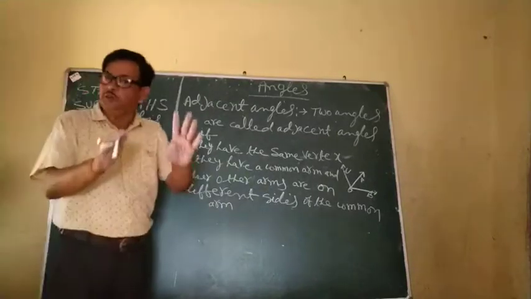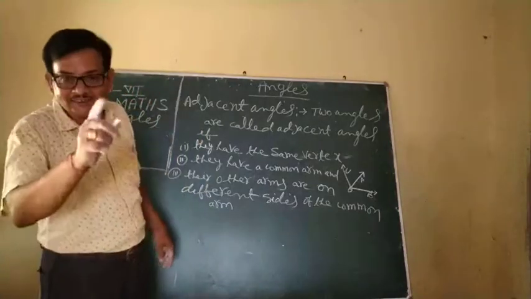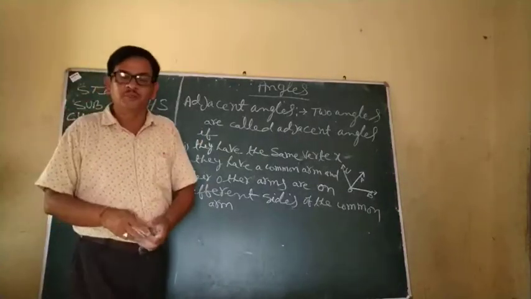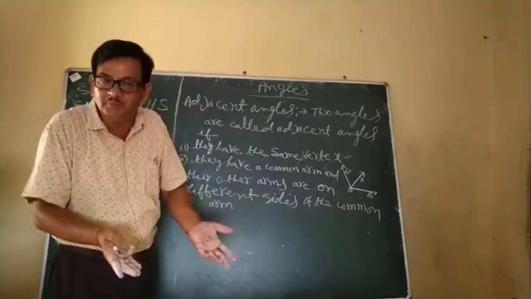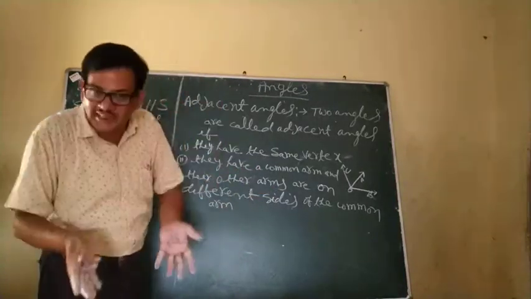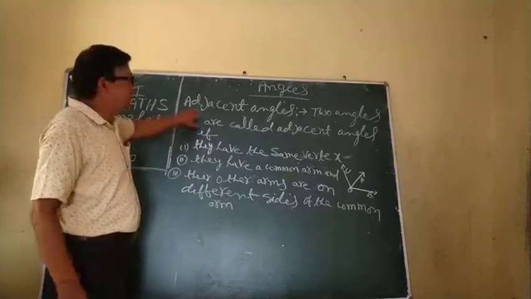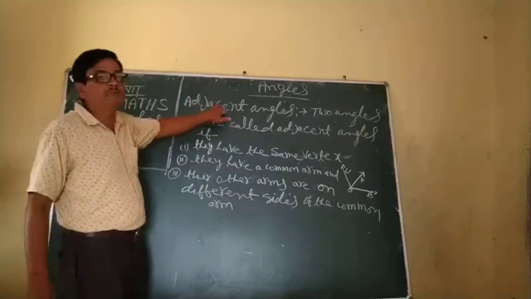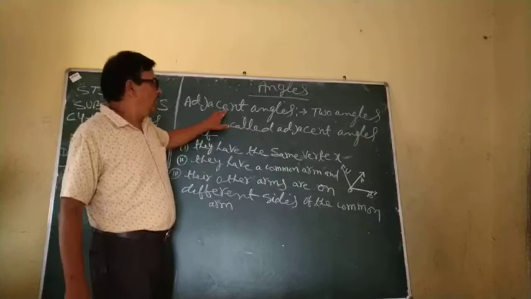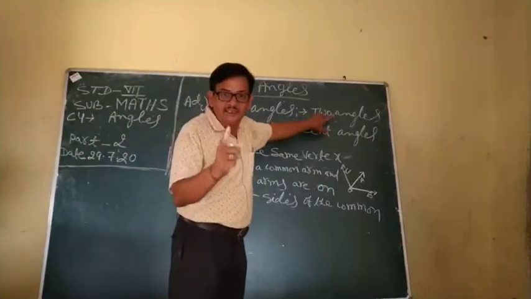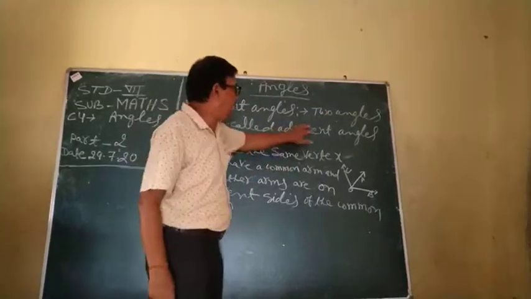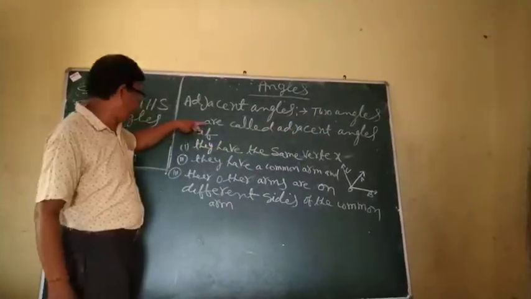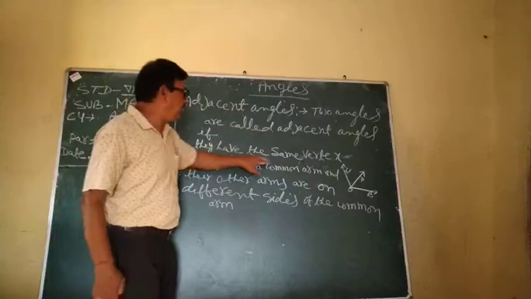First, what do you mean by adjacent angle? Adjacent. You are going to adjust with whom? With your family, with your friends, with your society. So similarly, adjacent angle. What do you mean by adjacent angle? Adjacent means two angles. Two angles are called adjacent angles if, first, they have the same vertex.